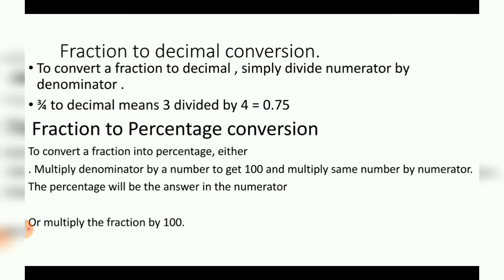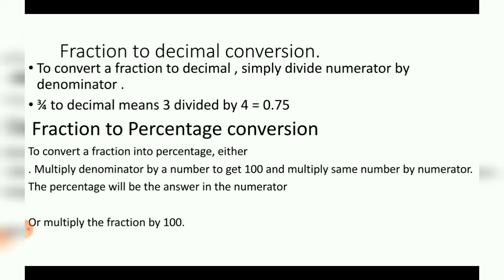Now fraction to percentage conversion. To convert a fraction into a percentage, either multiply the denominator by a number to get 100, and multiply the same number by the numerator. This sentence is confusing, so I'm going to say it in simple words, listen carefully. We have a fraction, and we know that the denominator can be multiplied to get 100. The denominator, not the numerator, the denominator. So we multiply the denominator. For example, let's say 4 into 25 is 100, right?